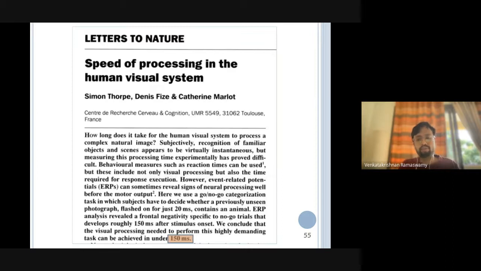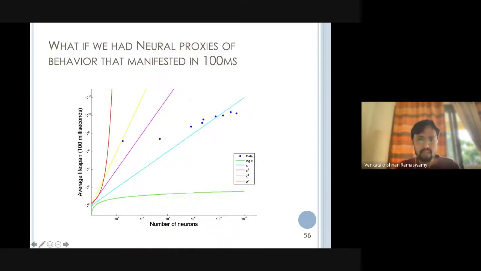Now you may say, well, you don't have to wait for the behavior to finish. You don't have to wait for a second. And here's this very nice paper from the 90s that showed that, for example, you can do fast visual processing. Even humans seem to be able to do it on the order of 150 milliseconds. So let's say we had neural proxies of behavior that manifested in 100 milliseconds, right? So I'm going to plot the average lifespan in units of 100 milliseconds. And that doesn't really help things too much. Things still stay around the linear regime, and for many it's still sublinear in terms of number of neurons. And again, this is already with many conservative assumptions thrown in.